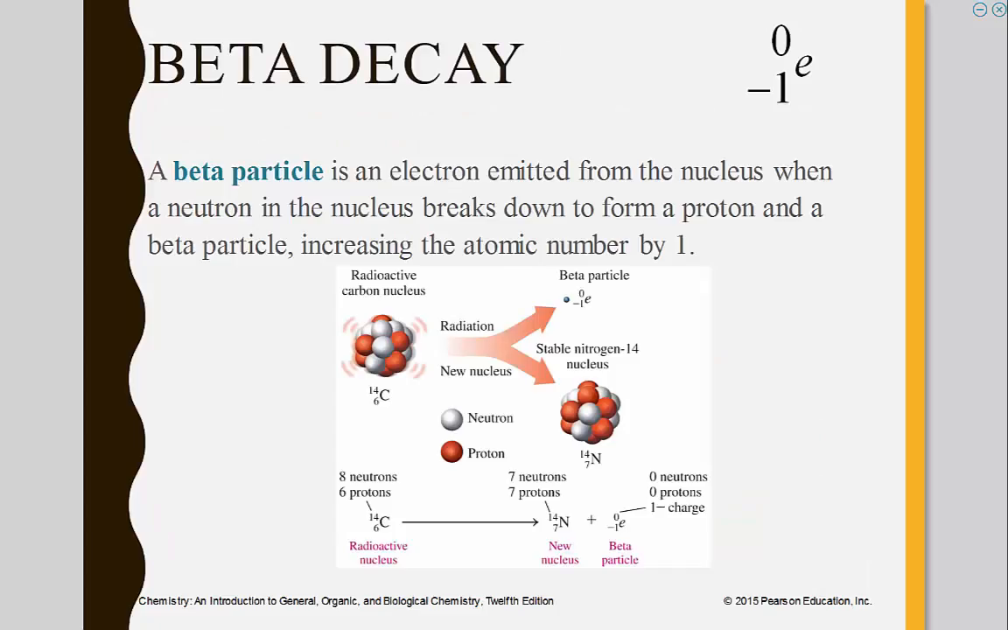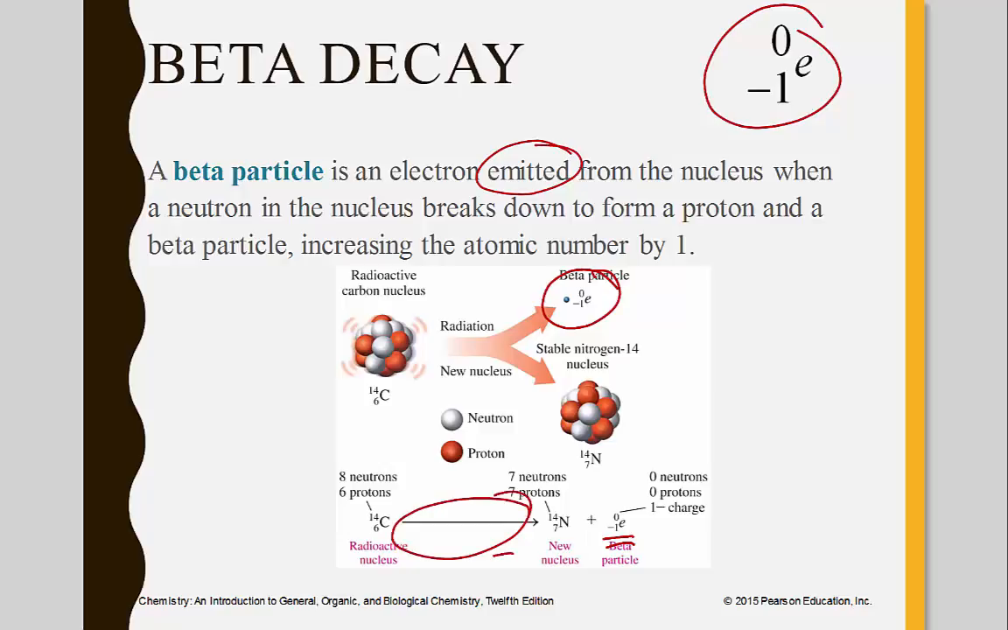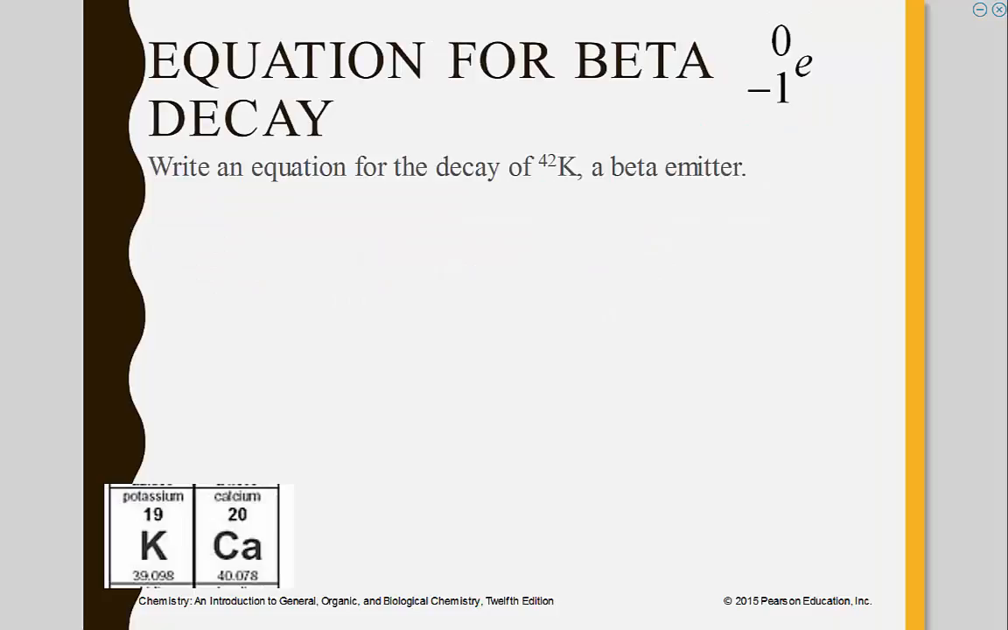Beta decay, done almost identical. Once again, emitted. 0 over negative 1 is the symbol you're looking for. So that's why that's there. It's written into the equation just like that. And so just like before, this arrow becomes an equal sign, and you add it in just like it was an algebra equation. Let's try one of those.